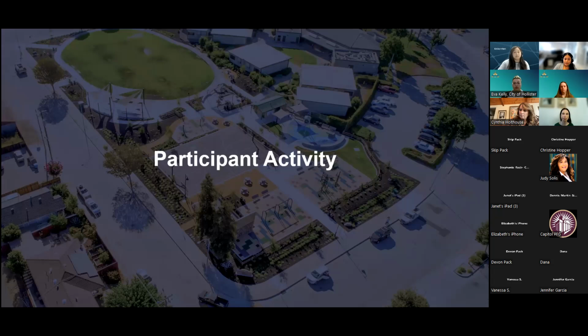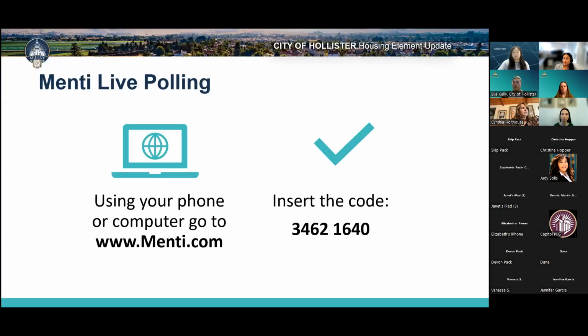Okay, so that was just a brief overview of RHNA and the demographics of the city. A large part of today's meeting is really to get input from the community to guide the development of the housing element update. So the next part of the meeting will be a participant activity to get input on what types of development we want to see in the city, where we want the development to go, and any other feedback that folks may have on that.